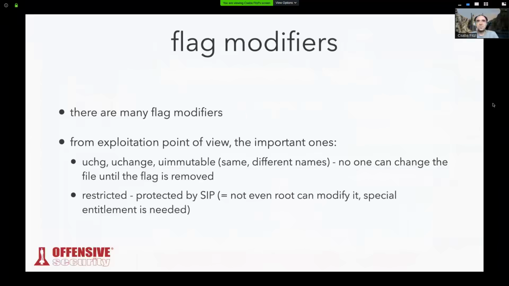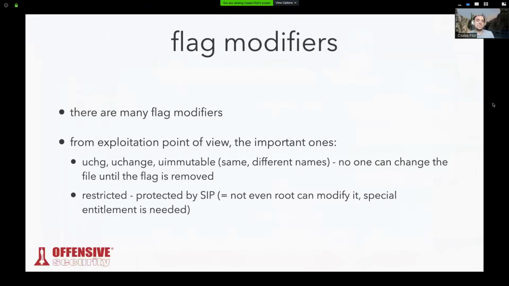Now, root can remove the flag and then delete the file, but by default, until the flag is there, you cannot do that. So if there is a file owned by root and it has the uchg flag, you cannot delete it even if you have write access to the given directory.